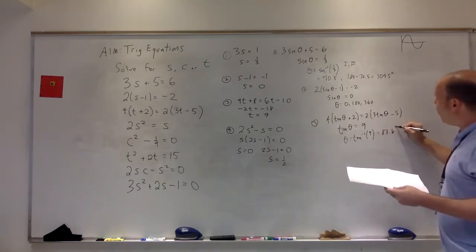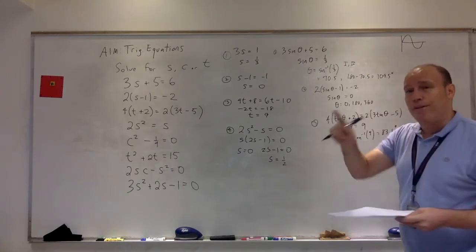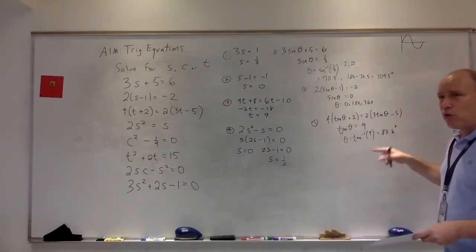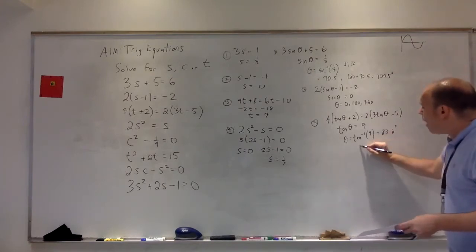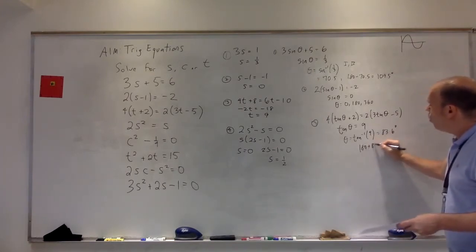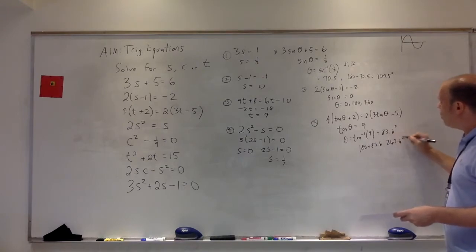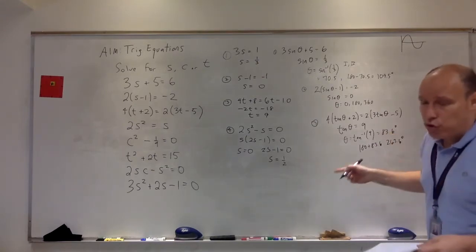And we're in good shape because the tangent is positive in the first and the third. Well, how do we find that third quadrant angle? We'll just add it to 180, and we get 263.6 degrees. So these are our 2 answers.